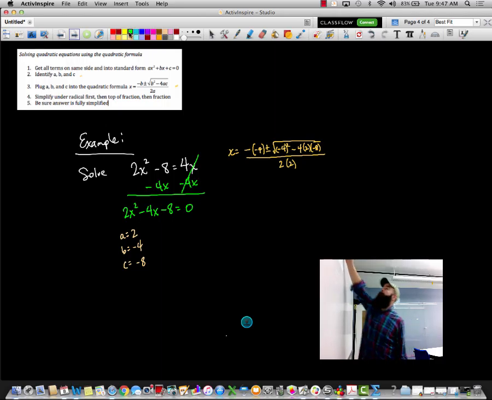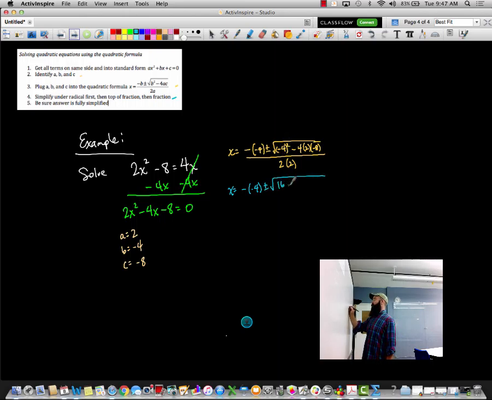Step 4, simplify under the radical first, then the top of the fraction, then the fraction. You'll see what I mean by that. So under the radical first means that we would square -4, and then we would do the multiplication that's inside that radical.